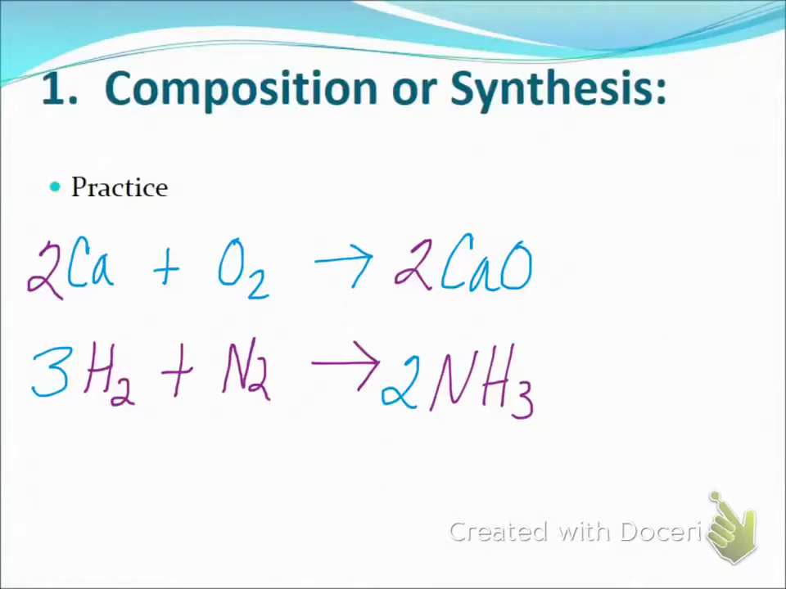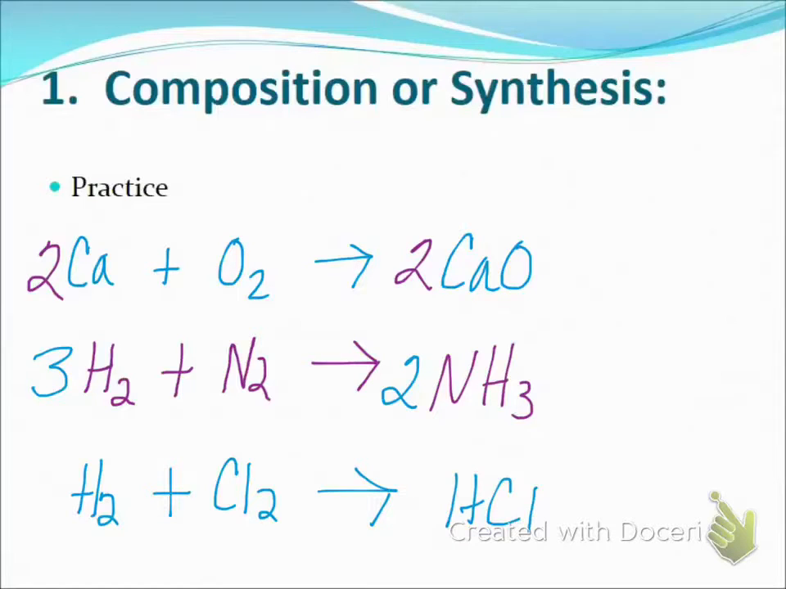Number 5. We have hydrogen and chlorine. How do I write those? Plus Cl2. They are both going to form HCl, hydrochloric acid. And how do I balance that? Put a 2. Now we're done. Okay? So now let's go to decomposition.